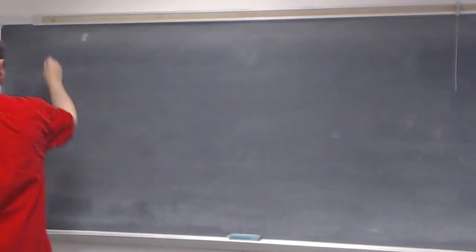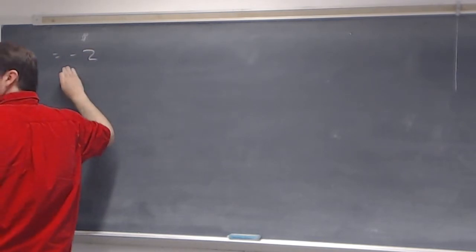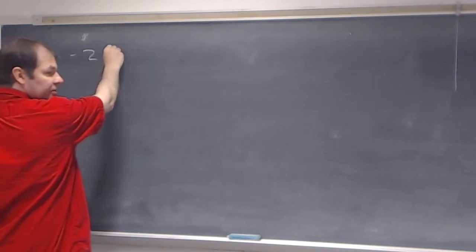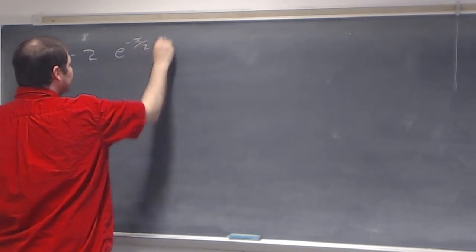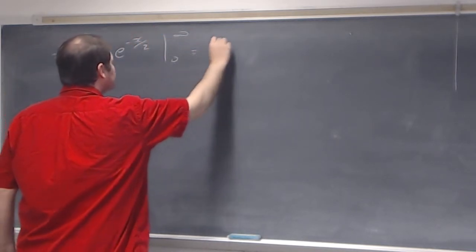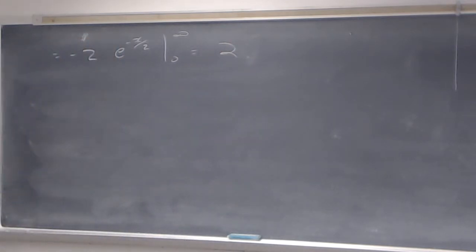And that's equal to minus 2, and here it would be e to the minus x over 2, evaluating from 0 to infinity. So I'm just going to get 2 to do this.